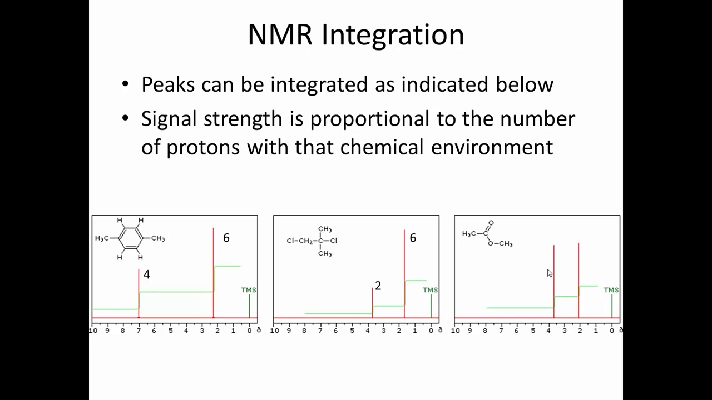Here, again, 2 distinct chemical environments. This methyl group next to this carbonyl carbon, this methyl group next to an oxygen. But there's 3 hydrogens in each, so 3 to 3 or a 1 to 1 ratio here for these different hydrogens, all in unique chemical environments.